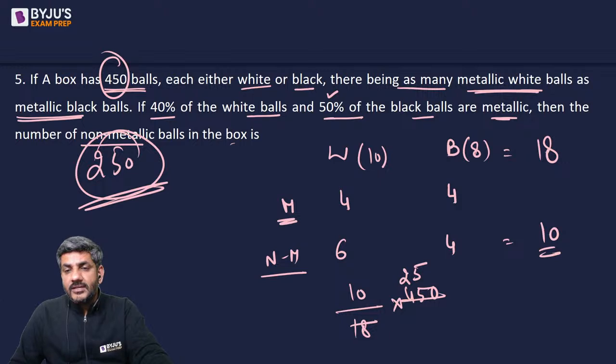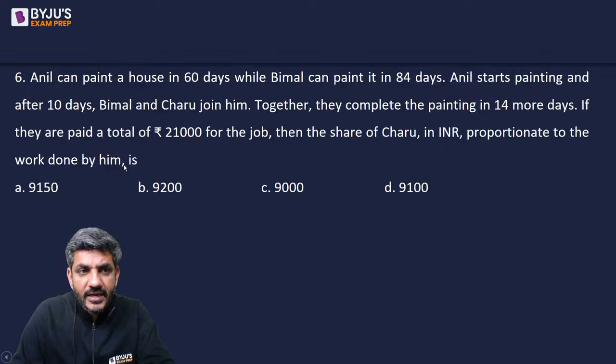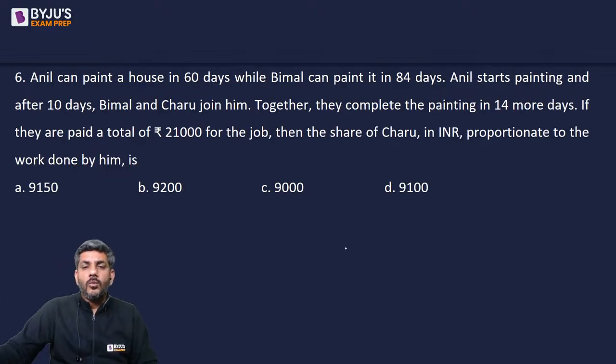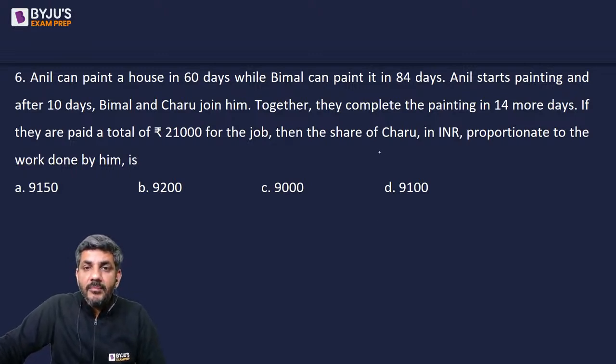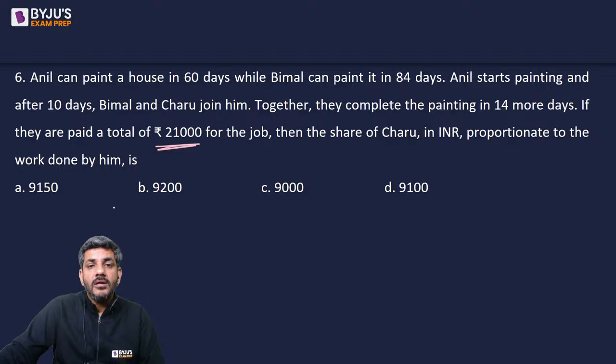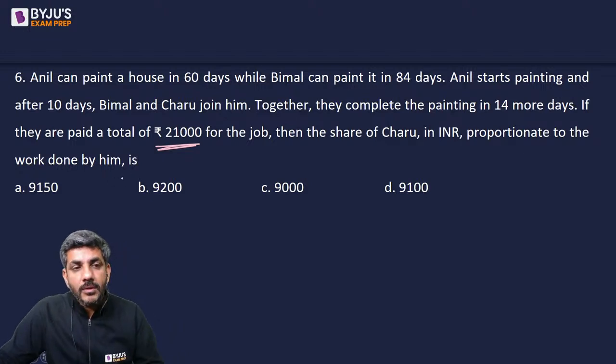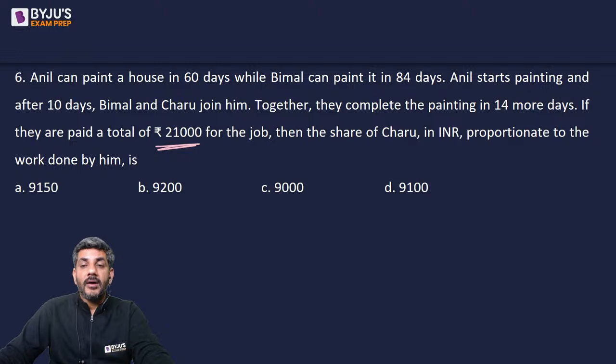I'll move ahead now to the next question. Question number 6 on your screen. It's here. What does it say? Anil can paint a house in 60 days, while Bimal can paint it in 84 days. Anil starts painting, and after 10 days, Bimal and Charu join him. Together, they complete the painting in 14 more days. If they are paid a total of 21,000 for the job, then the share of Charu proportionate to the work done by him. ठीक है, तो चलिए इसके बारे में बात करते हैं.